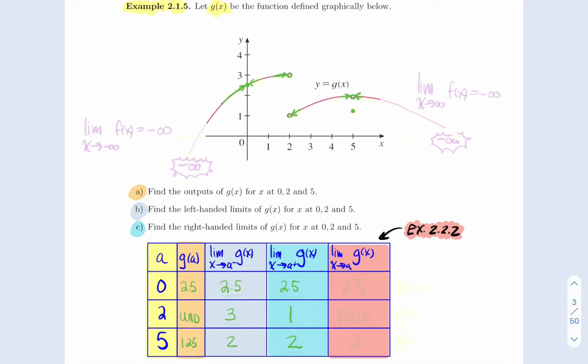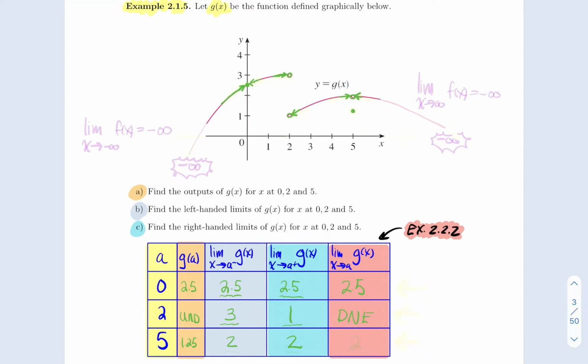So if you are computing the two-sided limit around 0, because we have 2.5 on the left side and 2.5 on the right side, you get again 2.5 for the two-sided limit. So you get 2.5 again, but around 2, we have 3 on the left and we have 1 on the right. As soon as they're different, it does not exist. Okay, so that's the right answer.